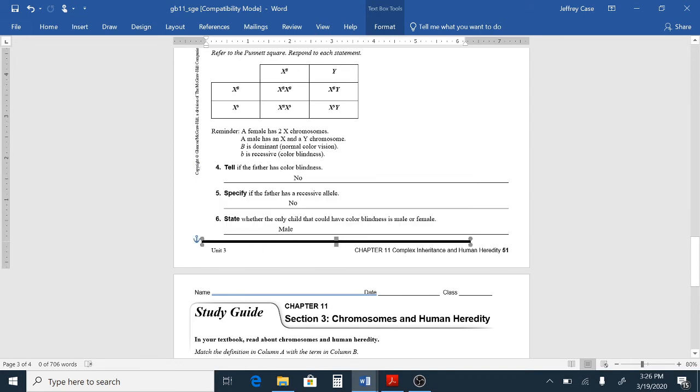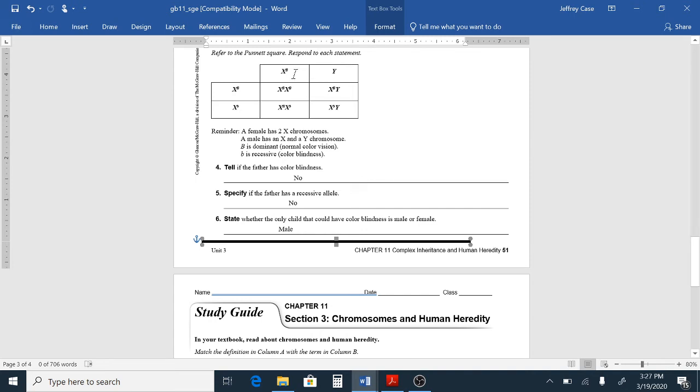Tell if the father has color blindness. No. As you can see there, he does not. Little b is recessive. Here's the father, XY. He does not have a little b. Therefore, he is not colorblind. Specify if the father has a recessive allele. No, he doesn't.